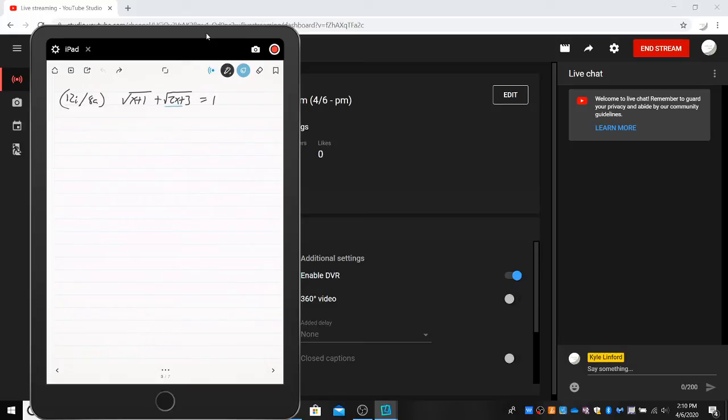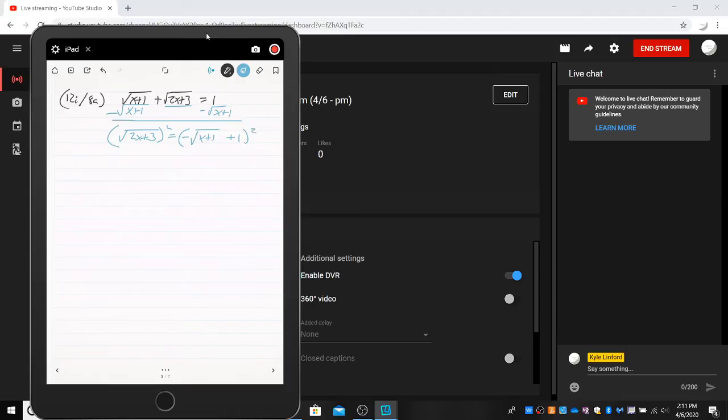So of these two, it looks like 2x plus 3 might be a little more complicated than x plus 1. Just my opinion. So what I'm going to do is I'm going to isolate that. So I'm going to subtract the square root of x plus 1 from both sides. So we end up with the square root of 2x plus 3 being equal to negative root x plus 1 plus 1. Okay? Now let's go and square both sides.